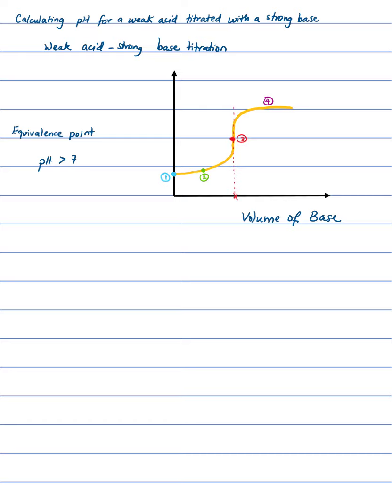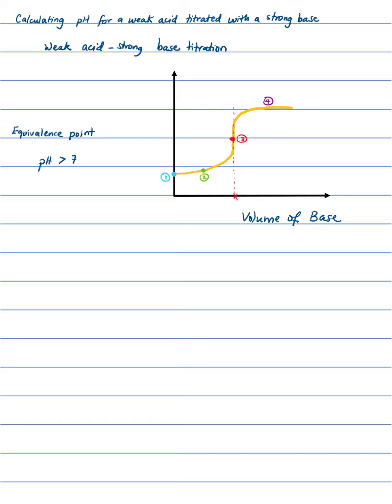Number 3 represents the pH at the equivalence point, and since you have a strong base and that's what you're using to titrate a weak acid, that pH value that we're calculating in number 3 has to be a number above 7.